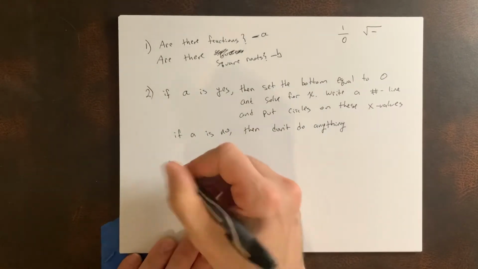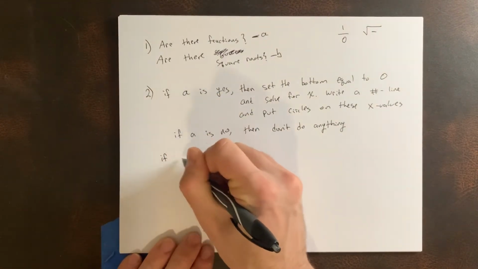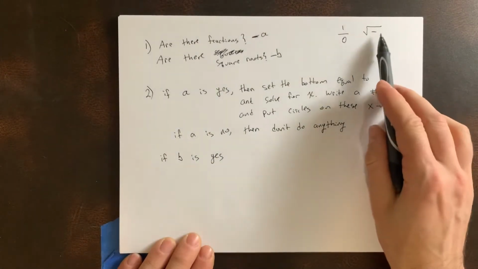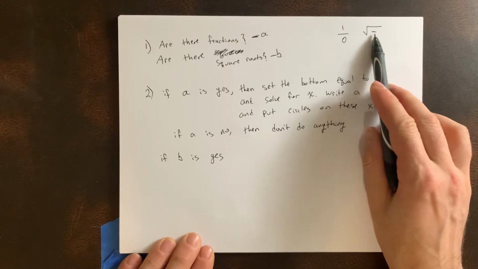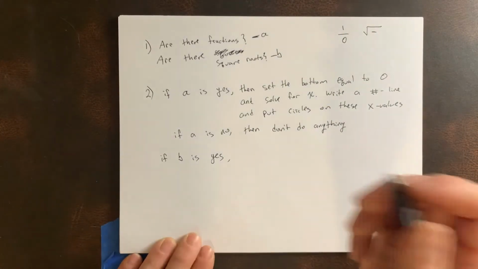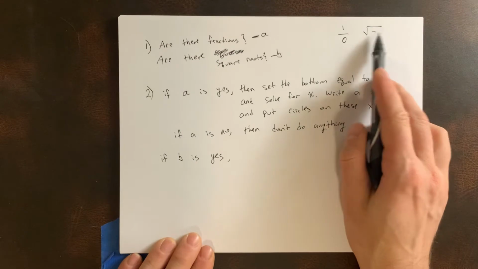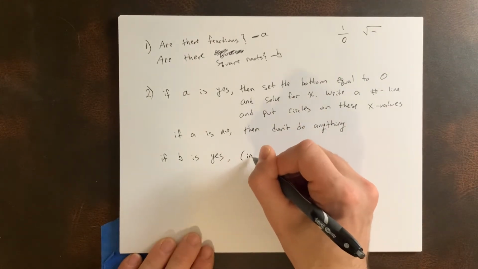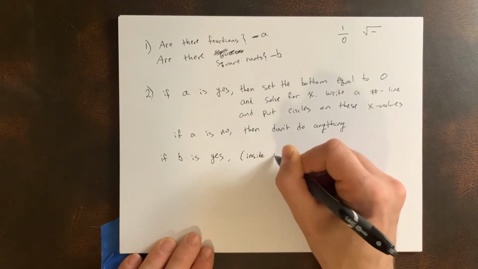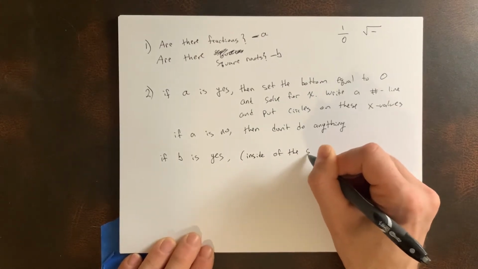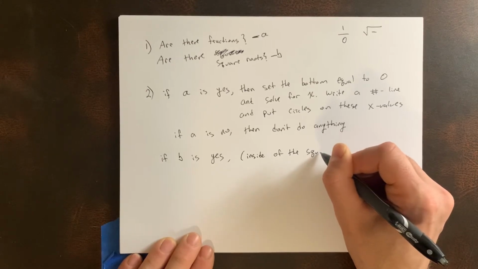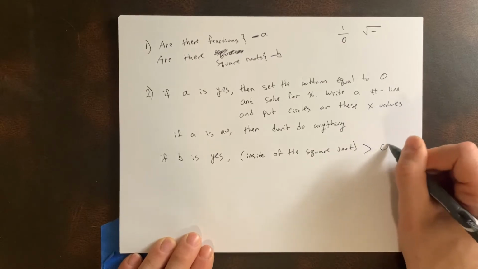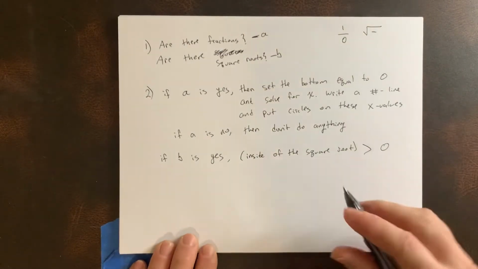Okay, so let's go to question B. Are there square roots? Let's say B is yes. Well, we said we don't want a negative inside of our square root. So what we want to do now is take the inside of the square root and set it bigger than or equal to 0. So put a bigger than or equal to sign and then a 0, and then we want to solve for x here.